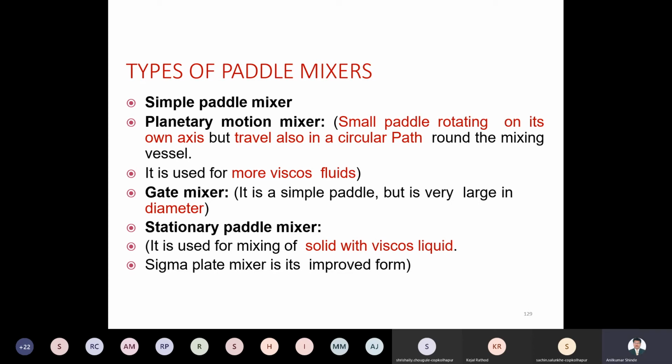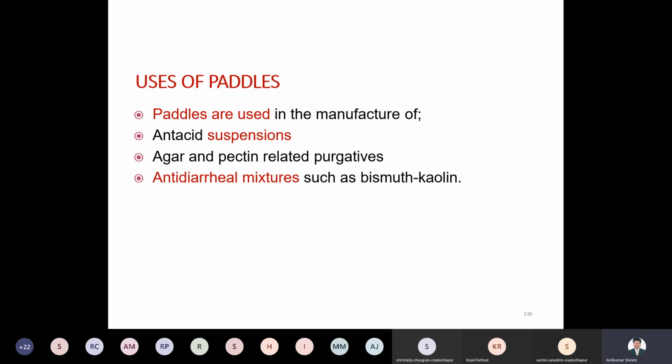It is used for the more viscous liquids we have seen. Then the gate type of mixer is also there. The simple paddle has a very large diameter, but it is not larger than the vessel, compared with the planetary mixers. Then the stationary paddle mixer is used for mixing solids with viscous liquids, or we can use other semi-solids also. So the sigma blade mixer can improve this form of stationary paddle.